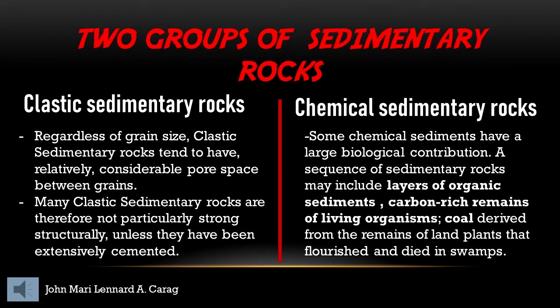Regardless of the grain size, clastic sedimentary rocks tend to have relatively considerable pore spaces between the grains. This is a logical consequence of the way in which these rocks were formed, by piling up pre-existing rock and mineral grains. Meaning lang nito na ang clastic sedimentary rocks ay may pores. Kasi hindi naman sa lahat ng pagkakataon pumapasok yung ibang parts ng sediments. So kaya nagkakaroon ng parang medyo maliliit na butas-butas sa pagitan ng mga sediments sa clastic sedimentary rocks.